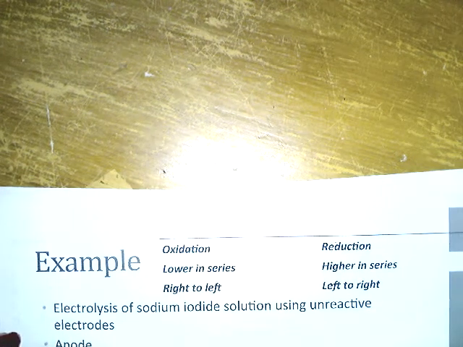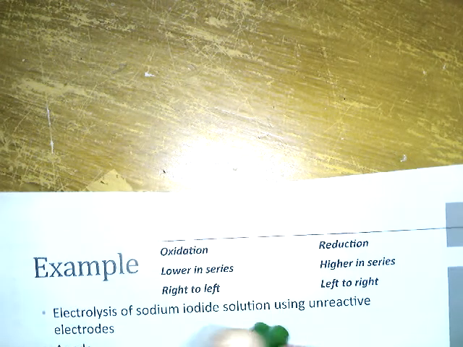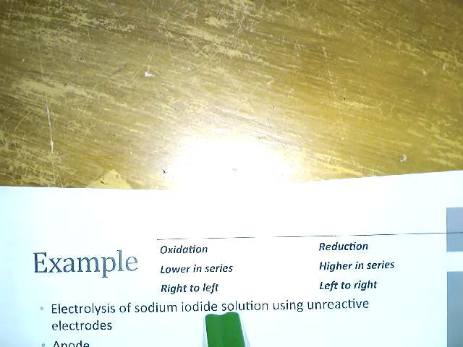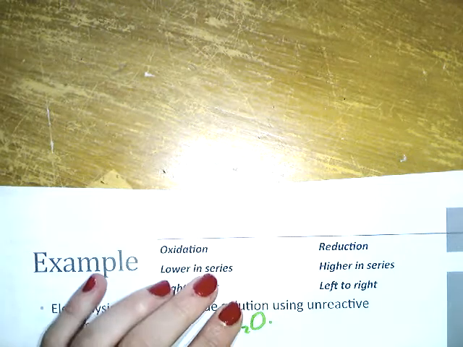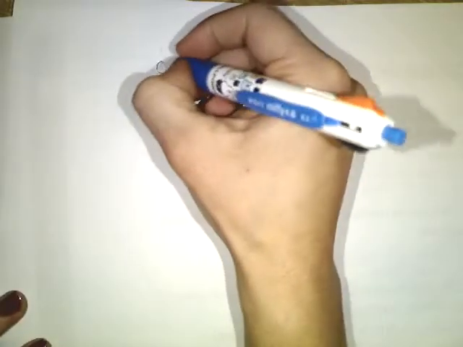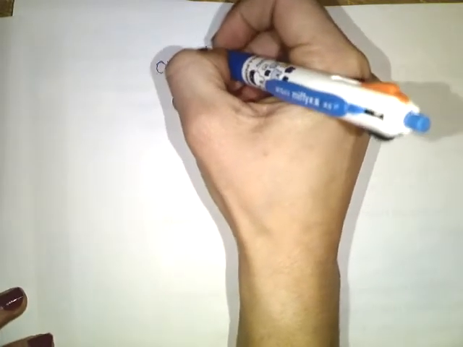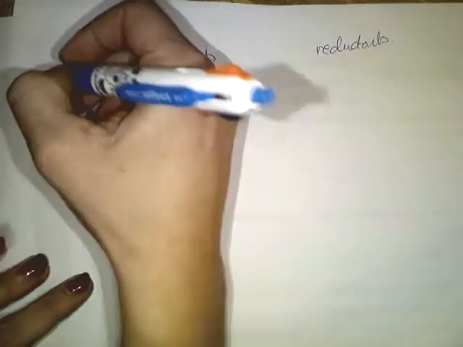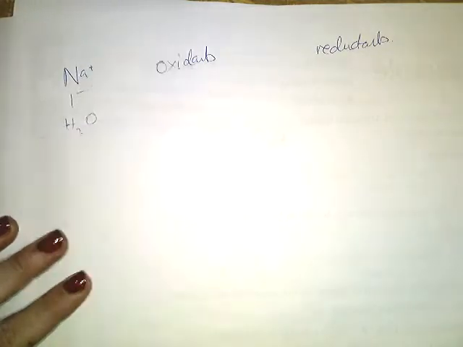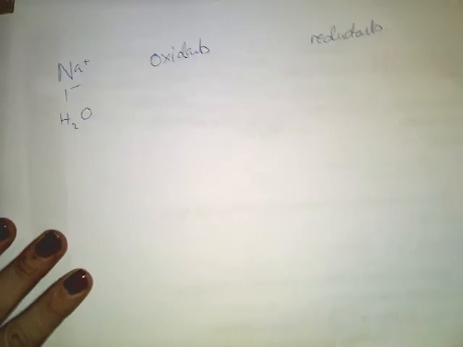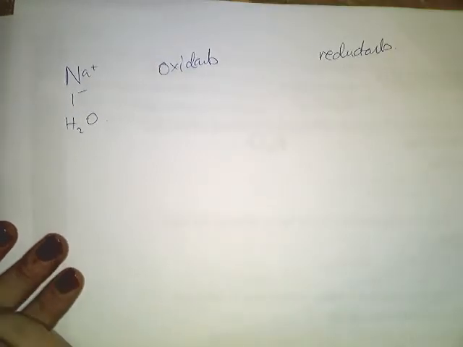Okay, electrolysis of sodium iodide using unreactive electrodes. Solution though, so we do have water. What I would do when determining what it is, is write out your oxidants and your reductants. Now, list what you have: sodium, iodide, water. That's all we've got. We don't have iodine. We don't have sodium solid, because it's not written there.